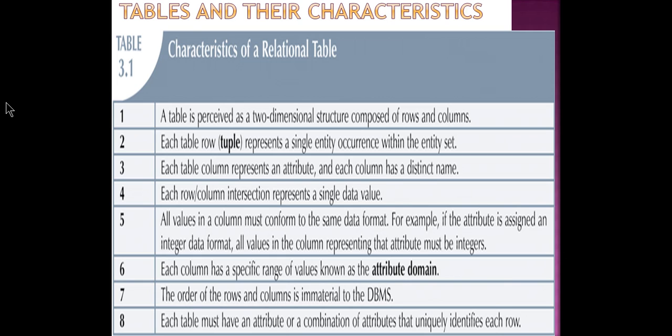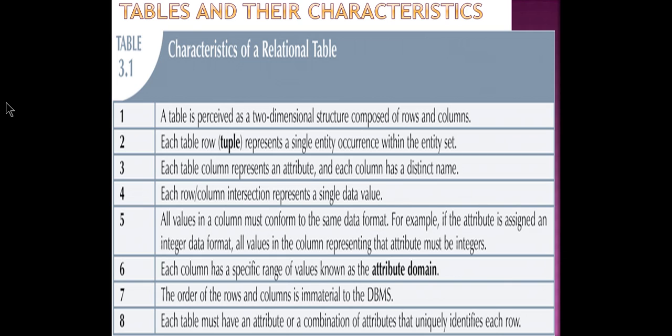Similarly, the values of each attribute must belong to a particular domain. Domain means the set of permitted values of an attribute, or those values which can be assigned to a particular attribute is known as the domain. And the value of that column or attribute must belong to that particular domain. This rule is called the domain constraint. The order of the rows and columns is immaterial to the DBMS. That is, even if you change the order of the rows and columns in a table, it will not affect the meaning of the relation.